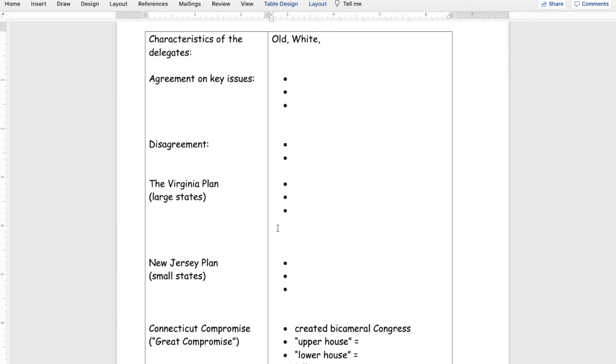They were all white. There were no Hispanics. There were no African Americans. There were no Puerto Ricans. There were no Asians. Probably most importantly, there were no Native Americans. They were all old and white, just white.